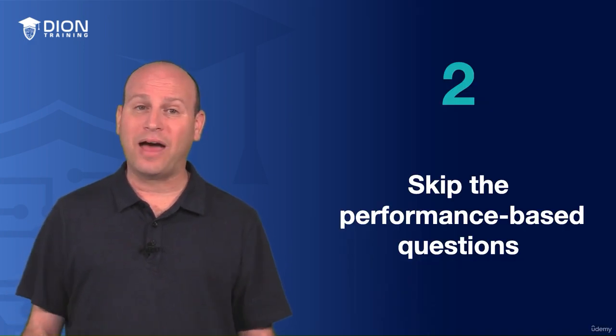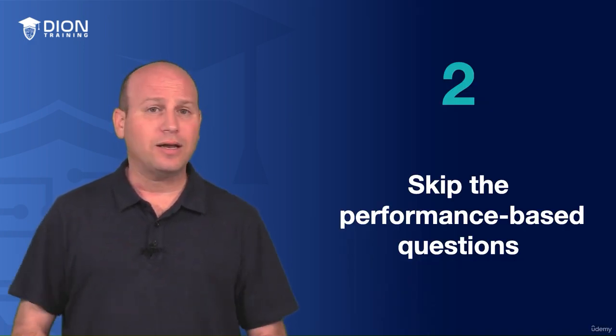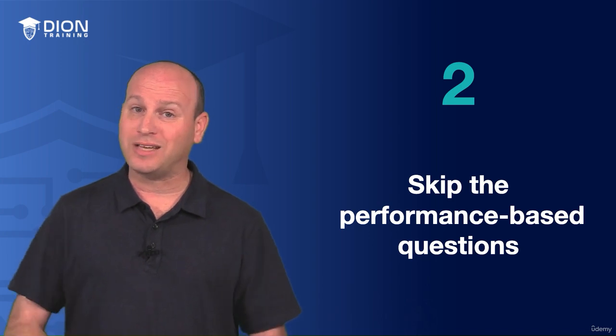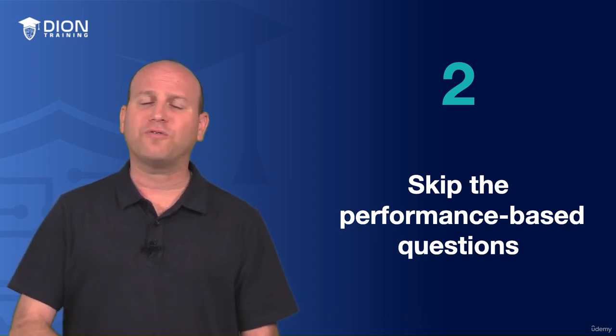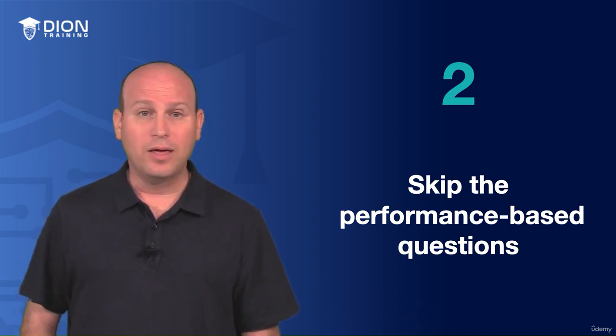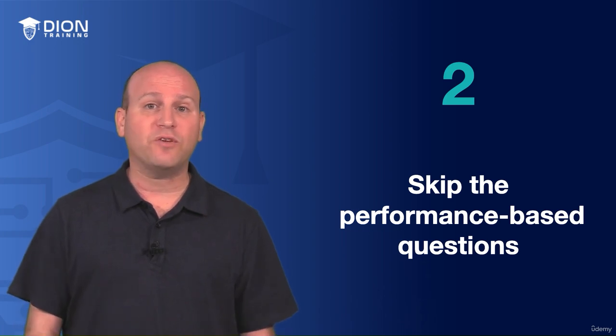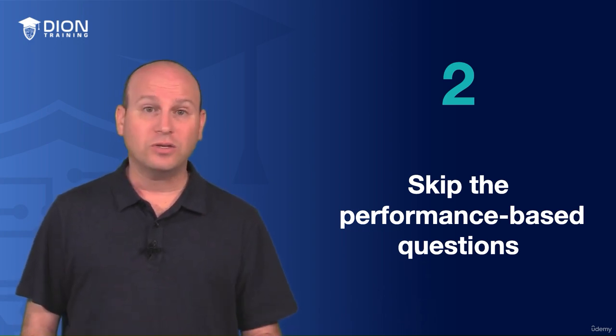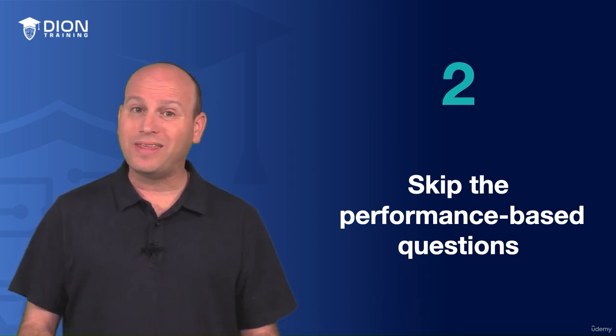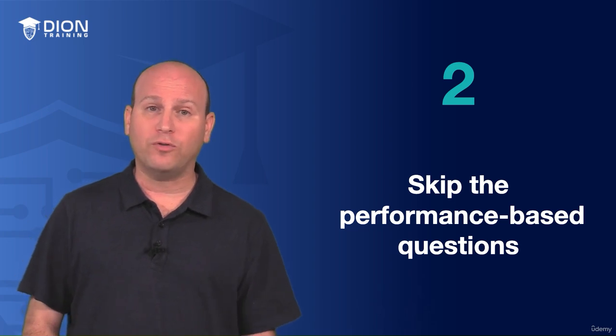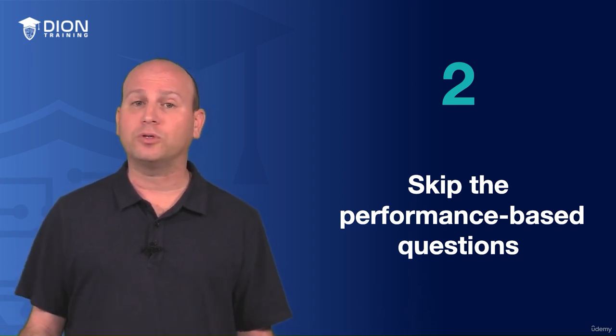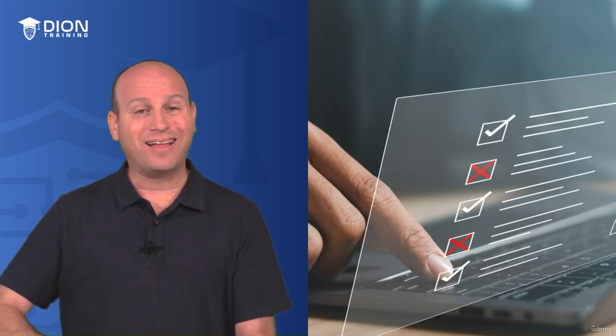Now, the second tip I have is to skip the simulations. Simulations, or performance-based questions as CompTIA calls them, are usually going to be the first 3 to 5 questions on the exam. Most students find these to be the most difficult questions on the exam as well. So, my recommendation is that when the exam starts, you simply mark those for review, skip them, and then do all your multiple choice questions first. Then, at the end of the exam, I want you to go back and do the simulations.